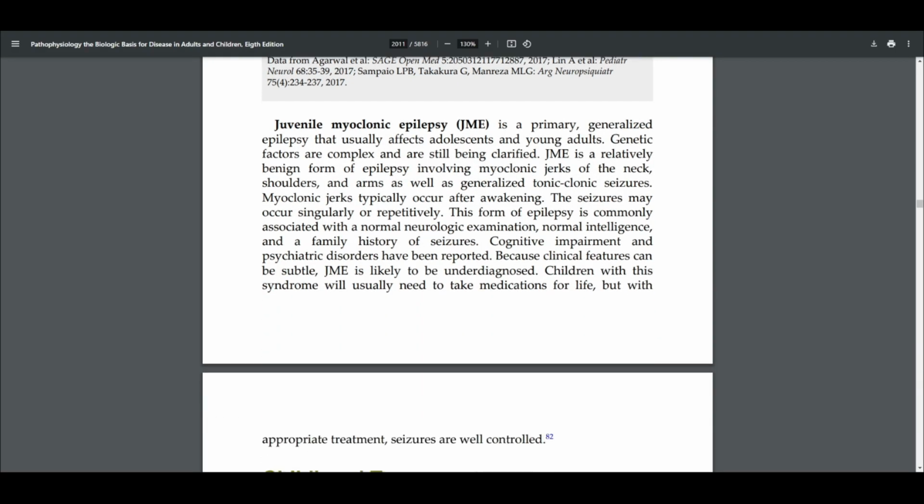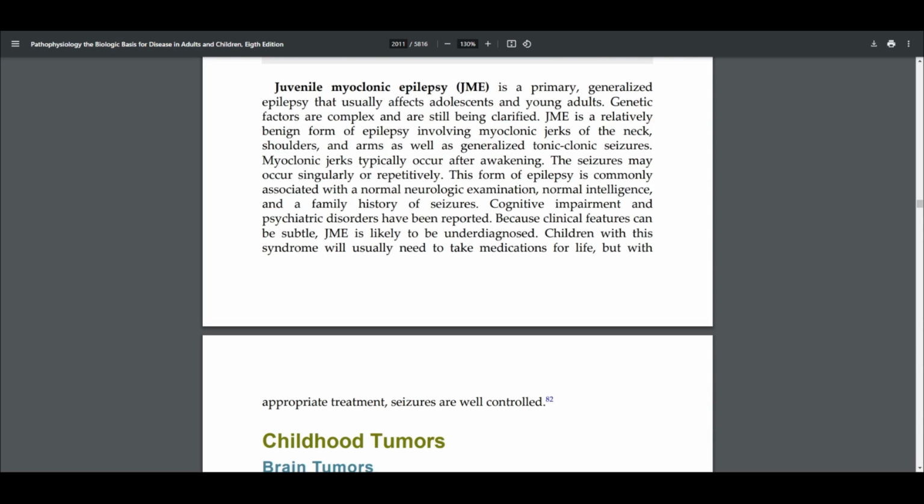Juvenile myoclonic epilepsy, or JME, is a primary generalized epilepsy that usually affects adolescents and young adults. Genetic factors are complex and are still being clarified. JME is a relatively benign form of epilepsy, involving myoclonic jerks of the neck, shoulder, and arms, as well as generalized tonic-clonic seizures. Myoclonic jerks typically occur after awakening.